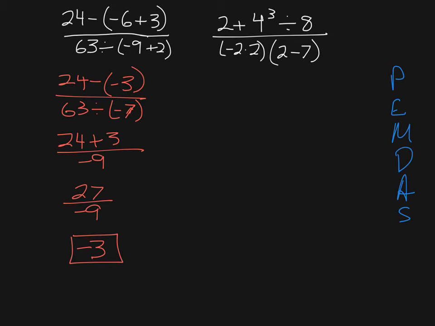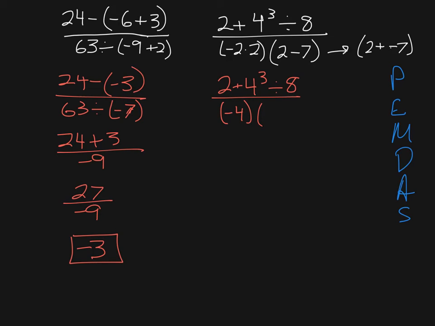Second example, our last one here. I'm going to go through the steps. Now I have parentheses to do in my denominator. I'm going to rewrite my numerator because I'm going to play it safe. We'll do one step at a time. Now I have negative 2 times 2 in my left set of parentheses. That's negative 4. And in my right set I have 2 minus 7.